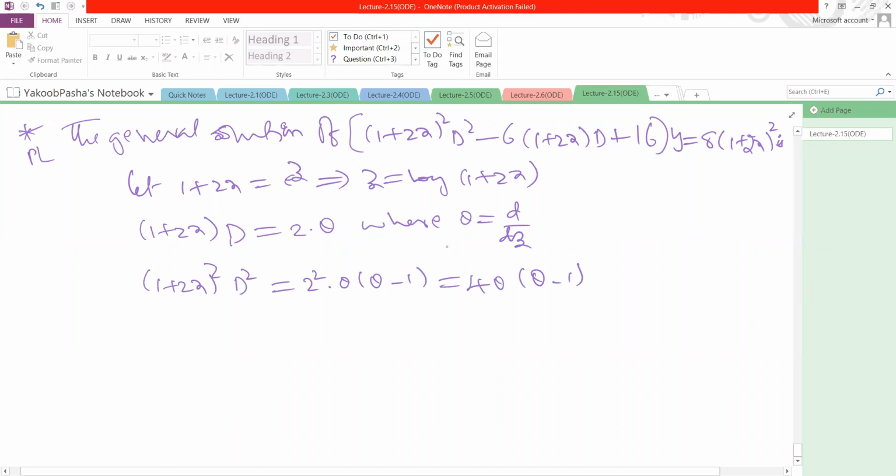And substitute the given equation in this. So we get 4 theta into theta minus 1, minus 6 into 2 theta, plus 16 into y is equal to 8 into 1 plus 2x. 1 plus 2x is equal to e power z whole square.